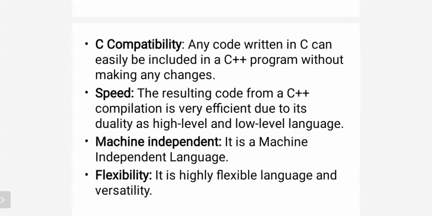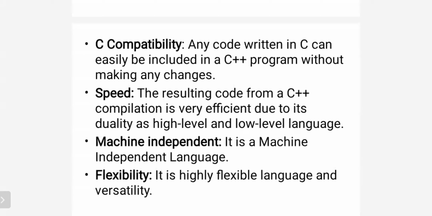Clear? For example, now we are using our mobile. The mobile has the Android operating system. In that, applications work on Java software. Here, Java is a superset of the C++ language. C++ is a superset of the C language, like that. Any code written in C language can easily be included in a C++ program without making any changes, because C++ has upgradability. Clear?